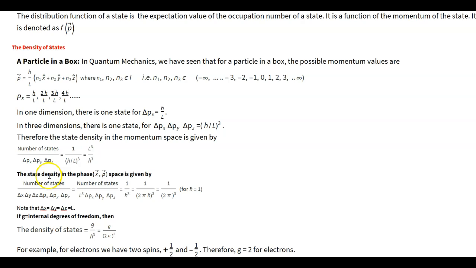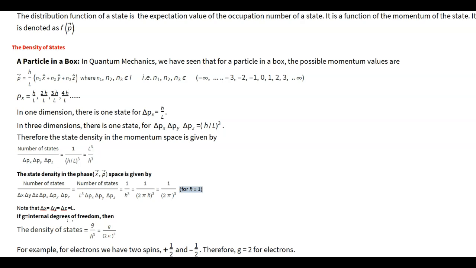So the quantum state density in the 6 dimensional phase space is given by 1 over h cubed. And in terms of h bar, this can be expressed as 1 over (2 pi h bar) whole cubed. Taking natural units, in natural units h bar is equal to 1, and we get 1 over (2 pi) whole cubed. Now this is the quantum state density in the 6 dimensional phase space volume.